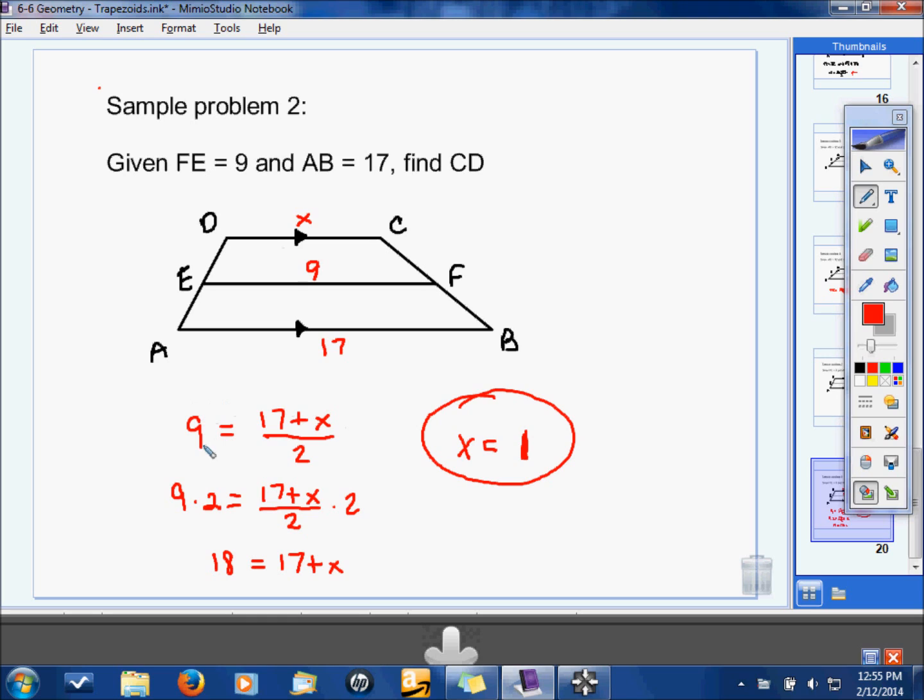9 is the midsegment. Here are the two bases, 17 and an unknown. So 17 plus the unknown divided by 2 is the length of the midsegment. If you multiply both sides by 2, you get that part simplified. Subtract 17, you get 1. Now, like I said, this is drawn horribly out of scale. However, if this were truly the case, so we had 17 and 9, this would have to be 1. All right? Any questions? Okay.